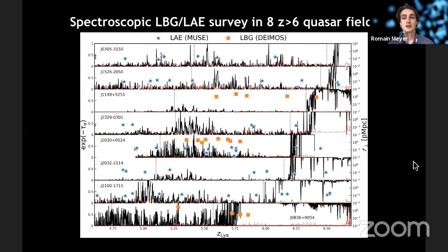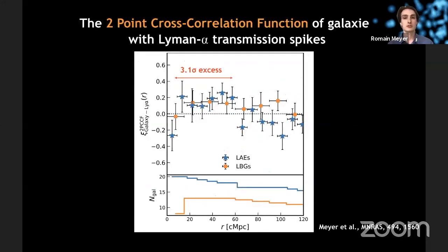the distance. And you can see that, for example, in J1030, that's your poster child. You have a lot of transmission spikes, and next to the transmission spikes, you have a lot of galaxies. So galaxies do reionize, do cause transmission spikes. But if you look at J2329, it's a completely different story. You cannot do this one-on-one association. So you need some more statistics, and that's why we do the cross-correlation function of galaxies with Lyman-alpha transmission spikes.